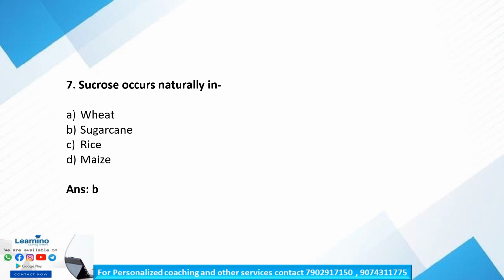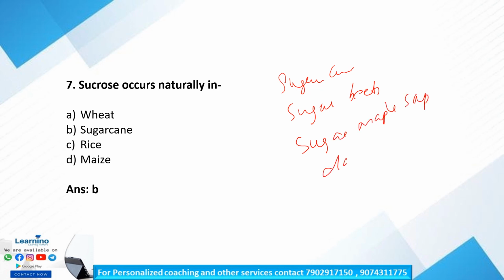Sucrose occurs naturally in sugar beets, sugar maple sap, dates, honey, etc. So our options are A, wheat, B, sugarcane, C, rice and D, maize. Our answer is option B, sugarcane. Sucrose occurs naturally in sugarcane.